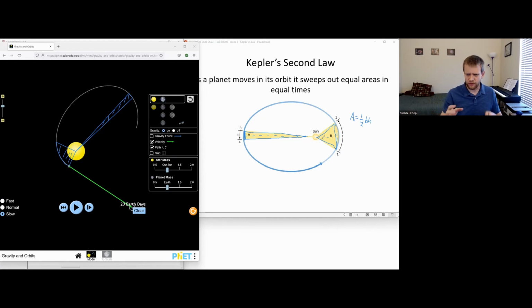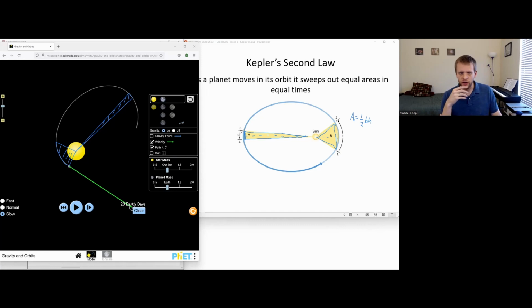Well, if we're talking about this in terms of the height and base of this triangle, the height of the triangle depends on how far away you are from the sun. And the base of the triangle has to do with how fast the planet is moving, at least approximately.